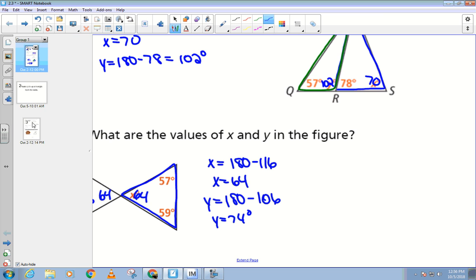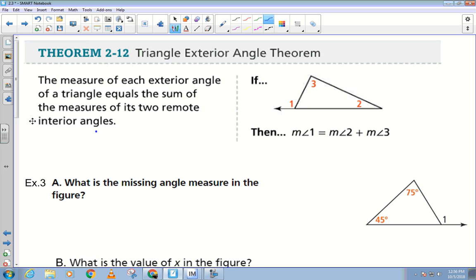Now, we're going to throw something else in here. And this is not hard. It's sometimes something that people forget about. It's the triangle exterior angle theorem. And it says that the measure of each exterior angle of the triangle equals the sum of the measures of its 2 remote interior angles. Okay, now, first of all, what's an exterior angle and what's a remote interior angle? An exterior angle is an angle created outside the triangle when you extend one side of the triangle.